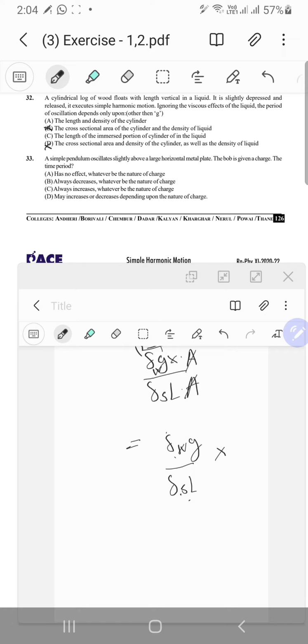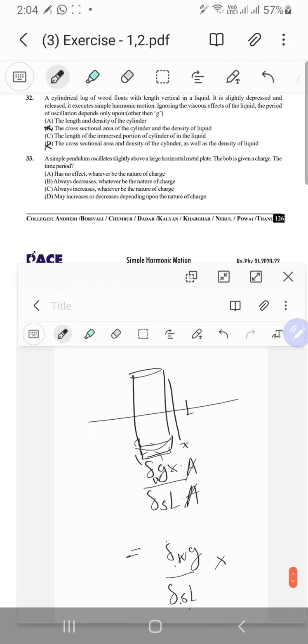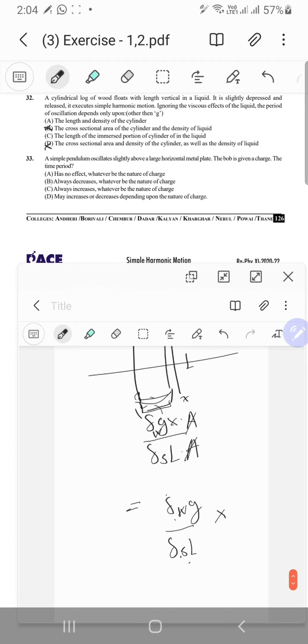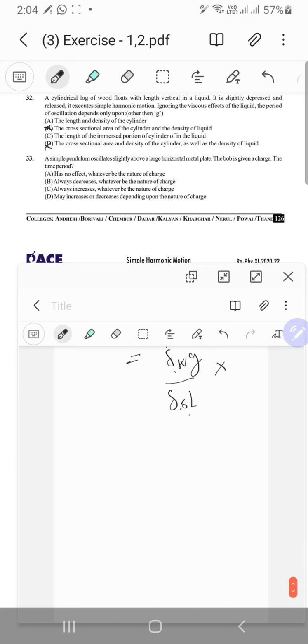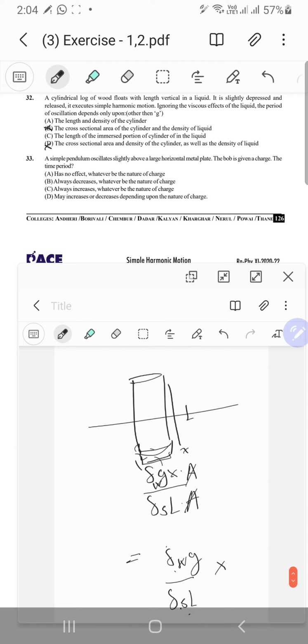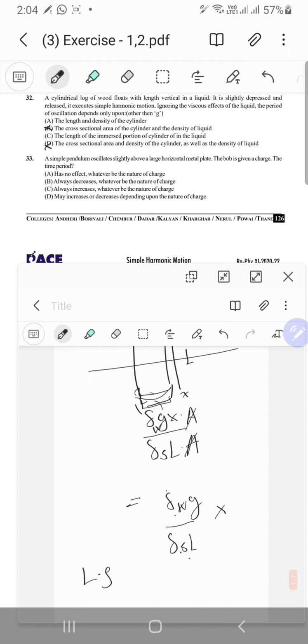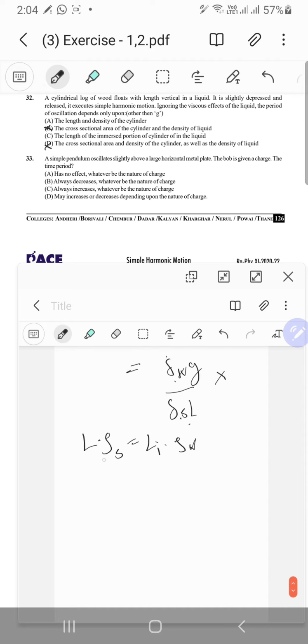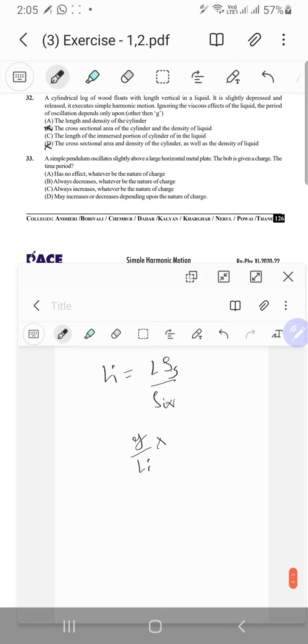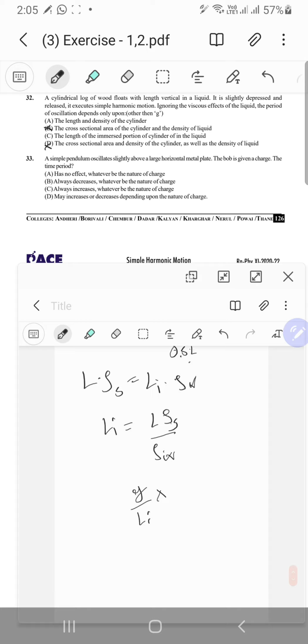The length of the immersed portion of the cylinder in the liquid. Immersed portion, well, how much is that portion? So it's L times the density of solid equals L immersed times the density of water, which means L immersed is... wait a second, are we getting the same stuff? Oh yeah, we are getting almost the same thing. So it's going to be g upon L immersed. That was nice. So apart from g, it only depends on this L immersed, the length of the immersed part.